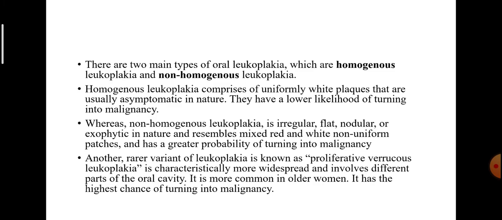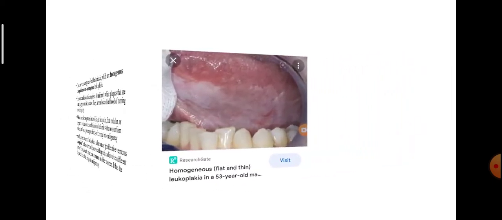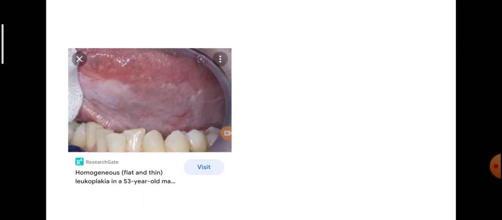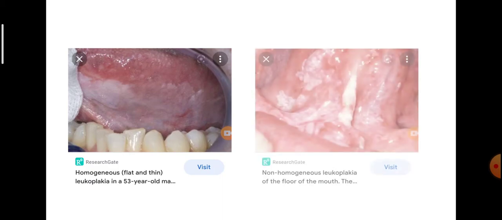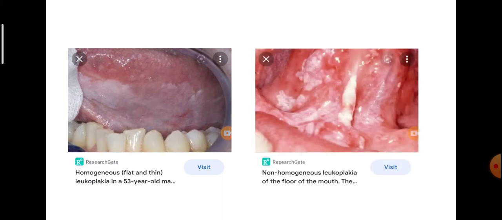Another rare variant of leukoplakia is known as proliferative verrucous leukoplakia, which is more widespread and involves different parts of the oral cavity. It is more common in older women. It has the highest chance of turning into malignancy. This shows homogeneous leukoplakia on the tongue, and this shows non-homogeneous leukoplakia on the floor of the mouth.